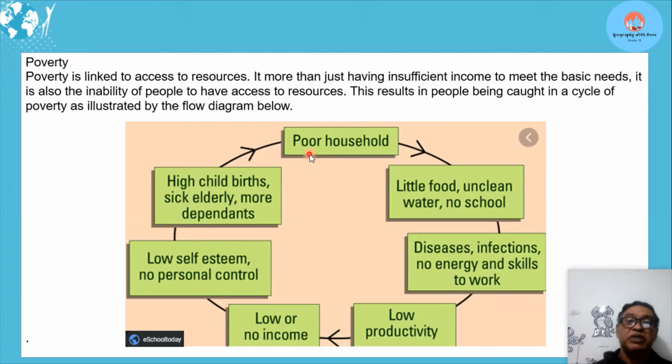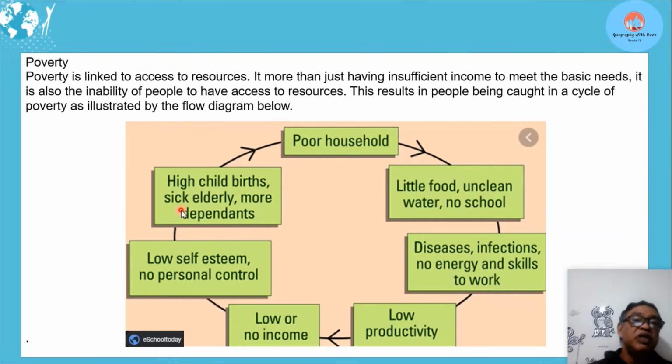Poor household. So there's little food, unclean conditions, and limited or no school. Diseases affect them, and there's no energy or skills to work because of lack of school. Therefore, productivity will be low, with low income or no income. Of course, emotionally, there'll be low self-esteem and no personal control.